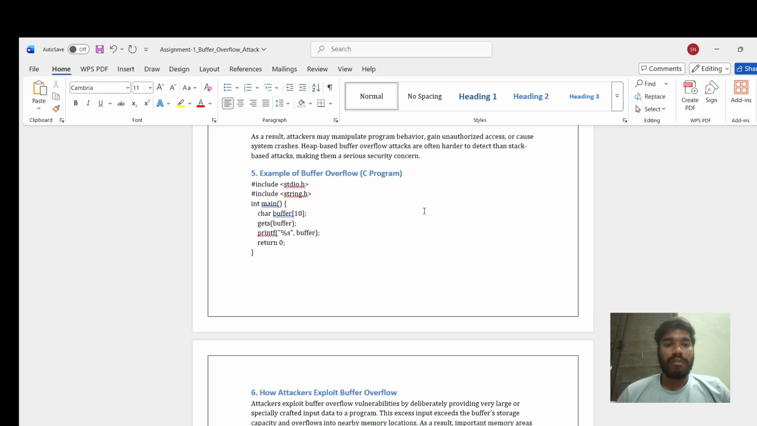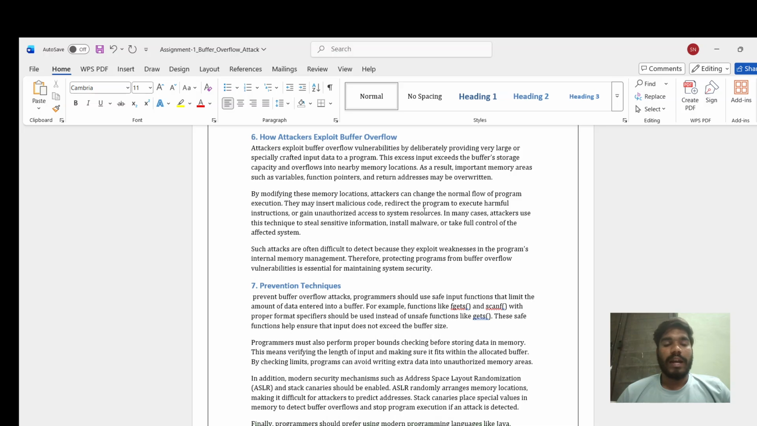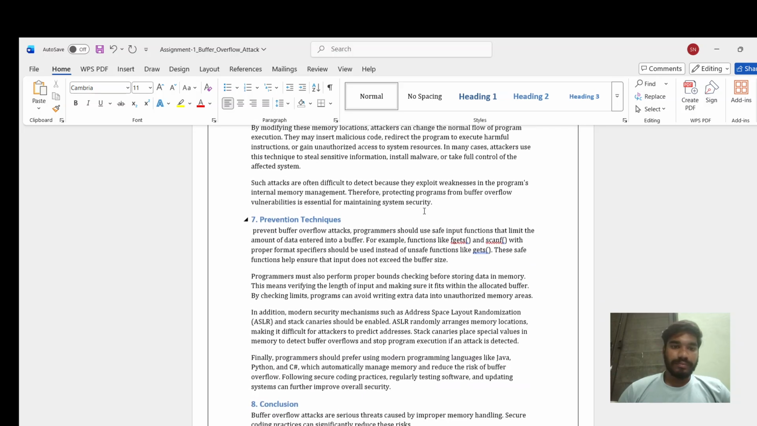Example: buffer overflow in a C program. How do attackers exploit buffer overflow? Attackers exploit buffer overflow vulnerabilities by deliberately providing very large or specially crafted input data to the program. This excess input exceeds the buffer's storage capacity and overflows into nearby memory locations. As a result, important memory areas such as variables, functions, pointers, and addresses may be overwritten.